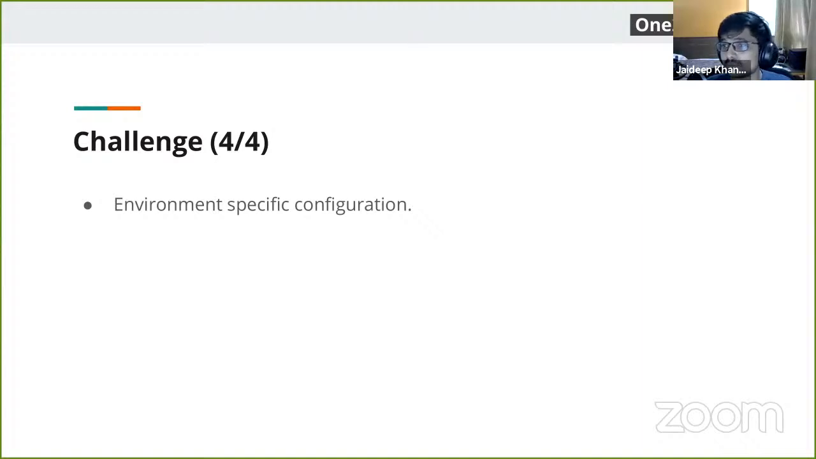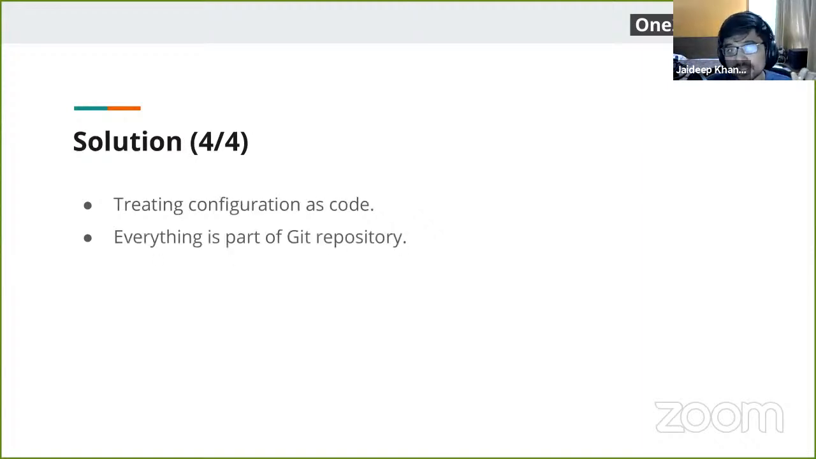So every time I have to go and change it, somebody has to go into a different environment and change those key value pairs. With GitOps, you treat configuration as code, and everything becomes part of your Git repository, even your secrets, right?